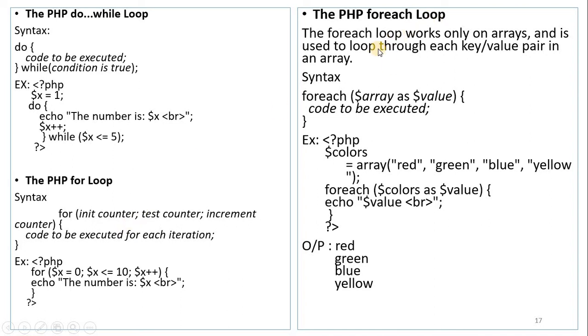So we have the other loop, PHP foreach loop, which works only on arrays. Okay, so we have an array data type in PHP, as you all know, I have explained in the previous slide. This foreach loop works only on arrays, and it is used to loop through each key value pair in the array. So here the syntax is something like this: foreach $array as value, code to be executed. Now see here, I have an array, $colors is equal to array of red, green, blue, yellow. So 4 colors I have within this array.